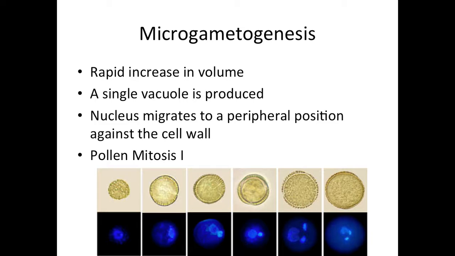A large vacuole is produced. And the nucleus of the microspore is pushed by the vacuole to the periphery of the cell. So you can see this is the microspore. It's going to grow. There's going to be a big vacuole, and the nucleus starts to move to the edge. It gets pushed against the edge. And after it actually connects to the plasma membrane, pollen mitosis 1 occurs. So the first mitosis. So instead of one nucleus, now we have two nuclei.